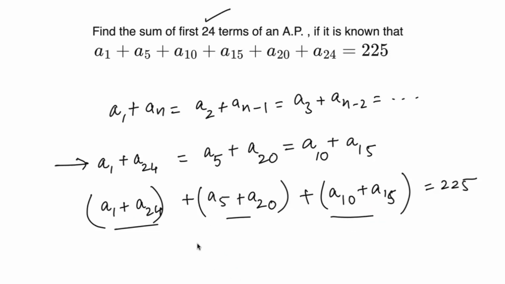So we have three groups of A1 plus A24, and that is equal to 225. So from here, we can find the value of A1 plus A24, which will be 225 over 3.